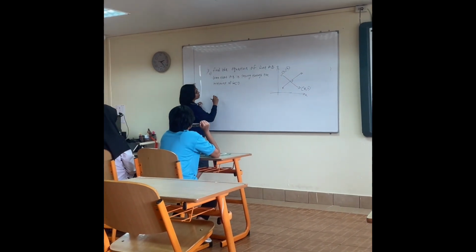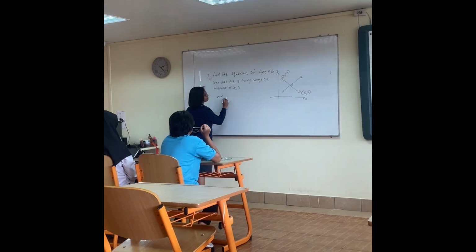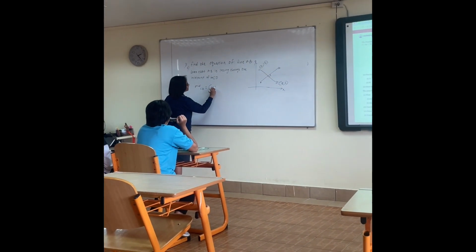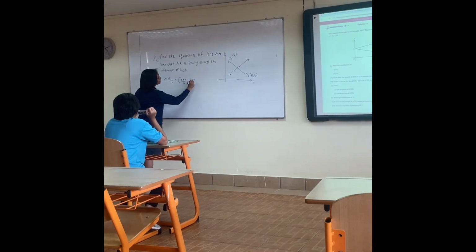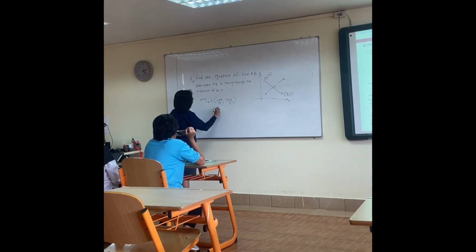So what is the midpoint of CD? 5 and 7. So 2 plus 8 divided by 2, 12 plus 2 divided by 2. So 5 and 7, right?